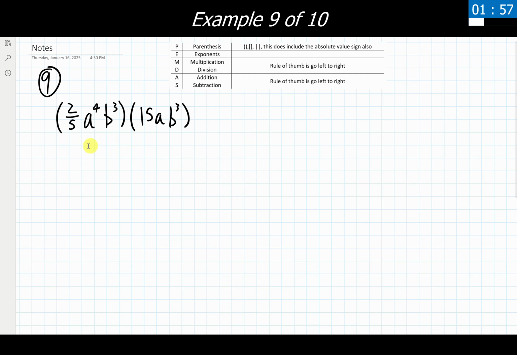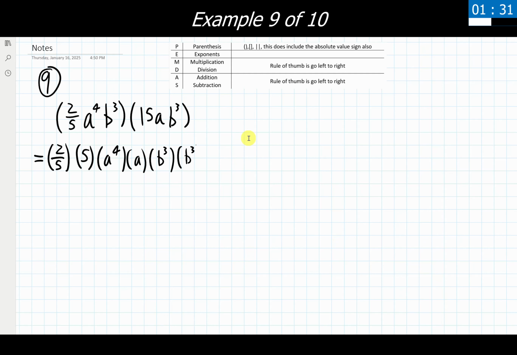So I can write out that the coefficients are going to multiply together. I'm going to reorganize this because it's all multiplying here. So I can have 2 over 5 multiplying with 5. I have a to the 4th multiplying with a, so I can write that out. And then I have b to the 3rd multiplying with b to the 3rd. So notice how, kind of like terms, what we saw in 6.1, I can put things that are going to multiply together and affect one another next to one another before I actually do any operations with them.